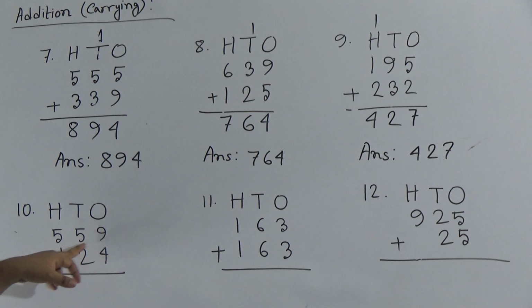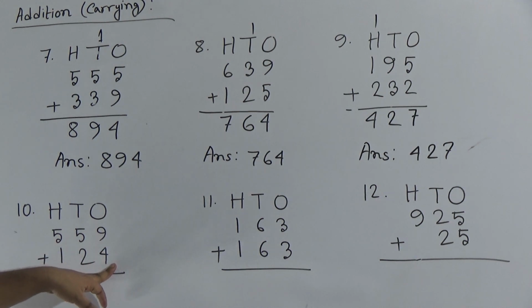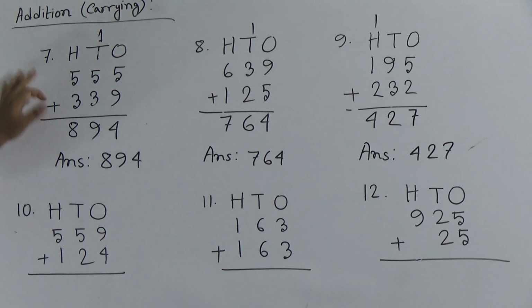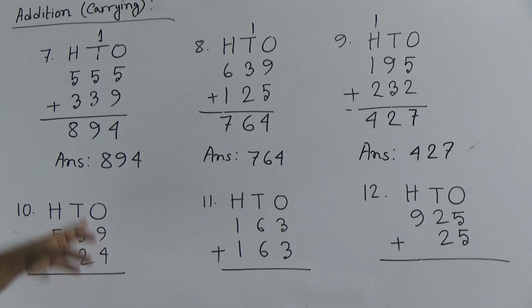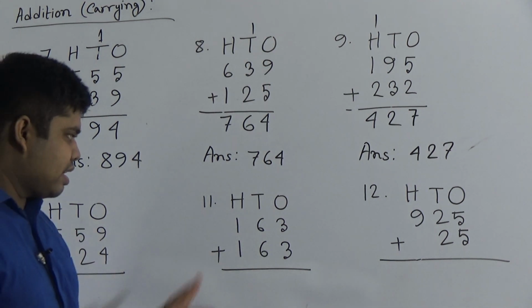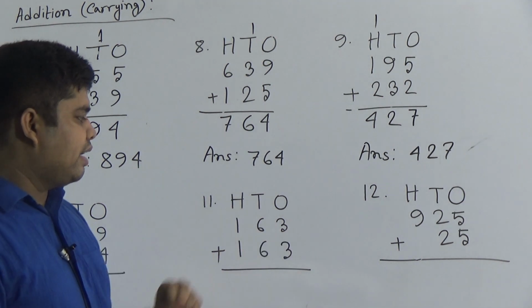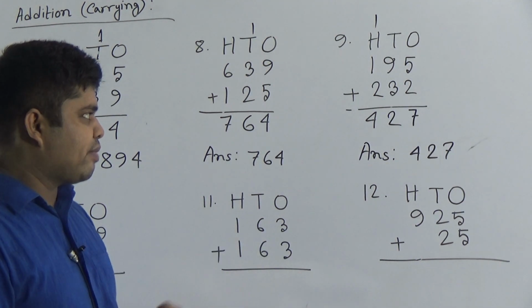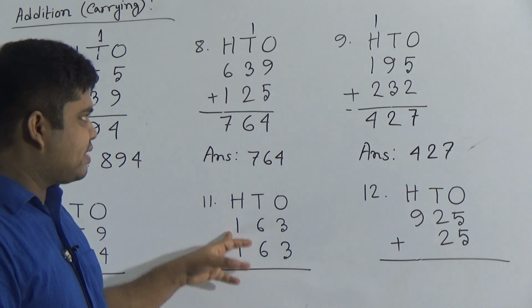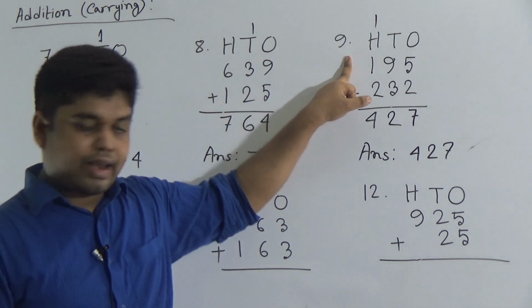Here 559 is added with 124, just similar as question number 7. Okay, we add ones place, tens place and 100 place. Okay, next HTO. Here 163 is added with 163. My dear student, this question is similar as question number 9.